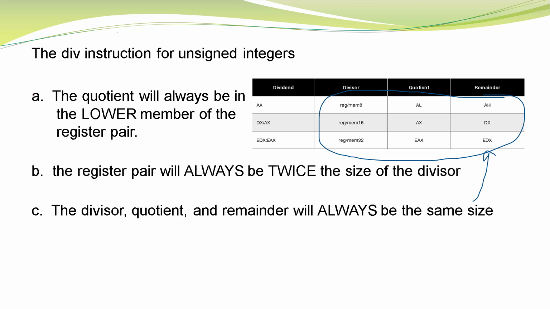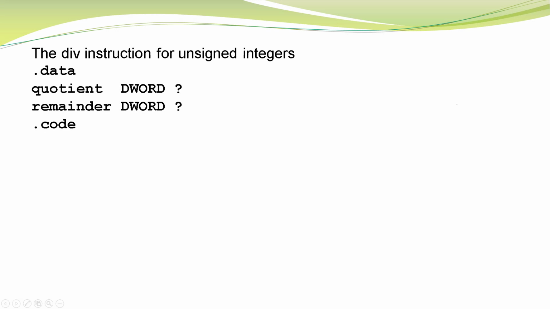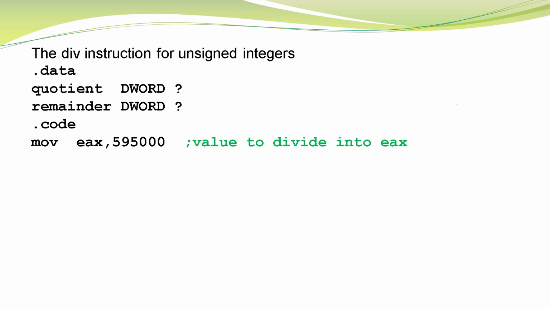Since you're going to be doing division of 32 bits more often than anything else, let's look at an example of that. For this 32-bit divide, I want to divide 595,000 by 375. I first define the variables I'll need. Please notice they're 32-bit variables. Then I set up EAX as the dividend. I clear out the EDX register since it's the high register of the pair.